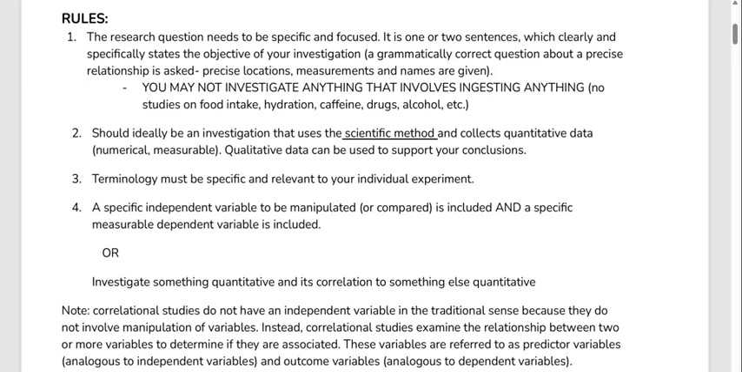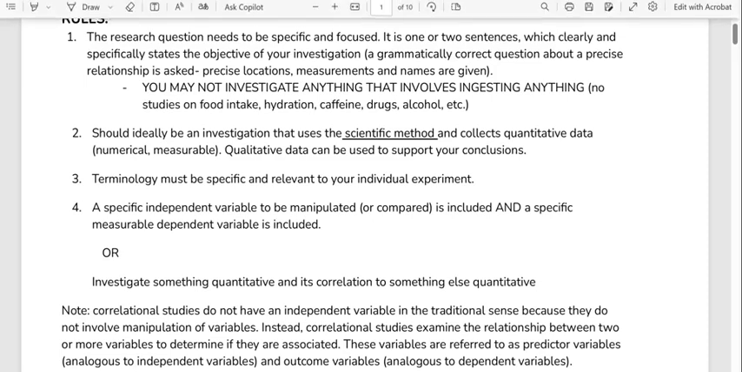So we've already talked about this, but just reminders. Making sure your research question is very specific and focused. It can be 1 or 2 sentences. It can be phrased as a question or a statement, but either way, it's going to specifically state the objective or the goal of your investigation. So just by reading your question, I should know or have a very good idea of how you are setting up the methods for your experiment, what exactly you're measuring, what exactly you're trying to figure out.